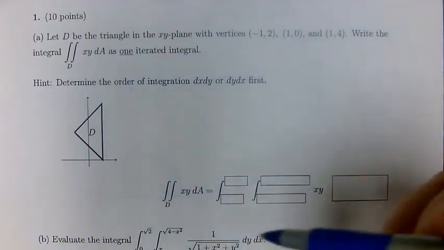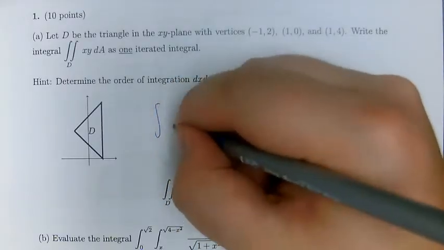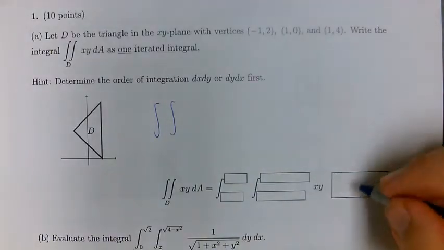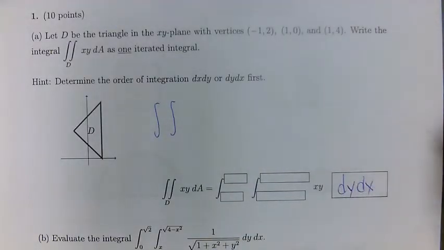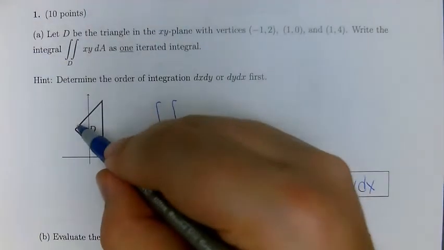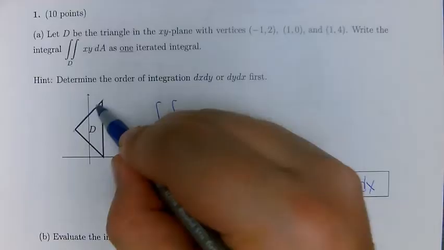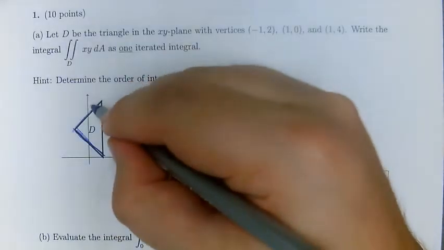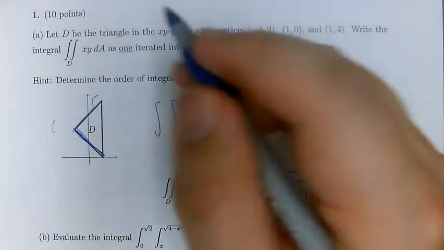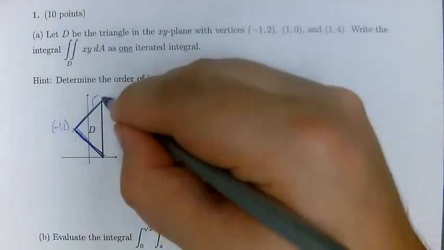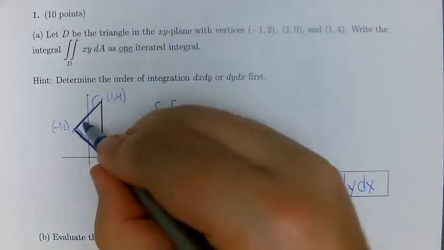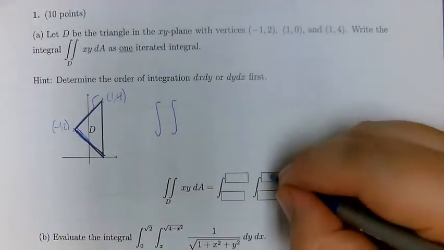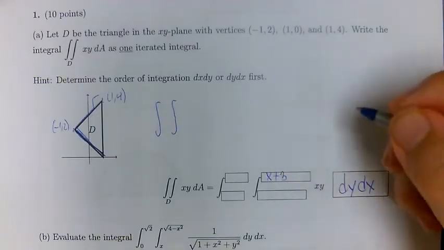All right, so I'm going to do the integral with respect to y first. I guess we already have this over here. So I'll do dy dx. Now let's see here. Our upper bound for y is going to be whatever this line is, and our lower bound for y is going to be whatever this line is here. So if I'm not mistaken, if this is the point (-1, 2) and this is the point (1, 4), then this line has a slope of positive 1, and it seems like it has a y-intercept of 3. So it looks like our upper bound here will be x plus 3.